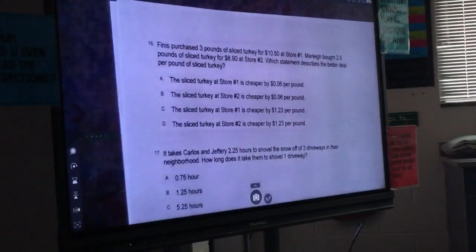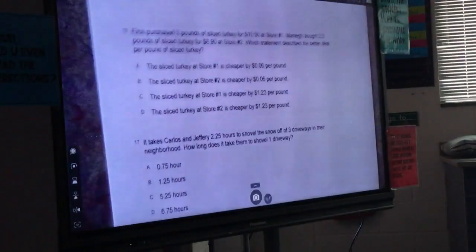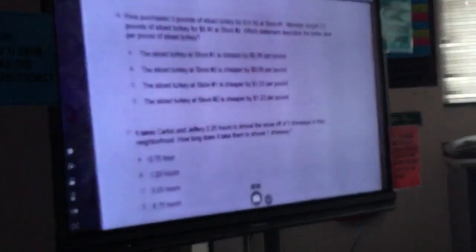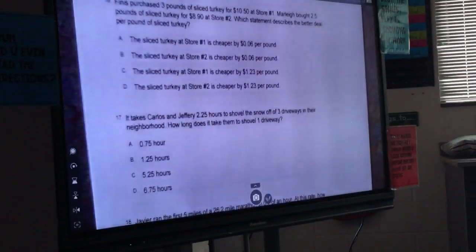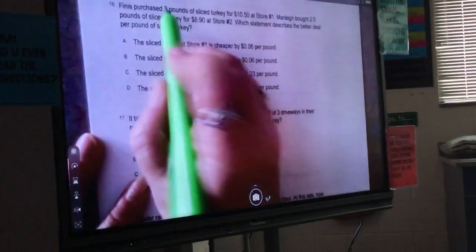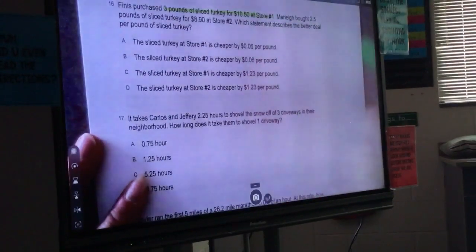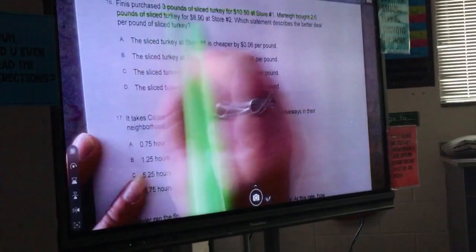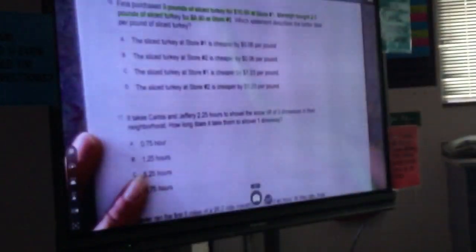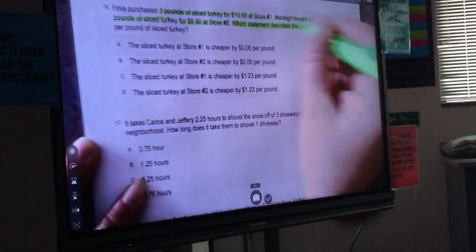All right, how many of you guys did number 16? All right, so that means we are doing number 16 now. So it says, Finis purchased 3 pounds of sliced turkey for $10.50 at store 1. Marley bought 2.5 pounds of sliced turkey for $8.90 at store 2. Which statement describes the better deal per pound of sliced turkey?